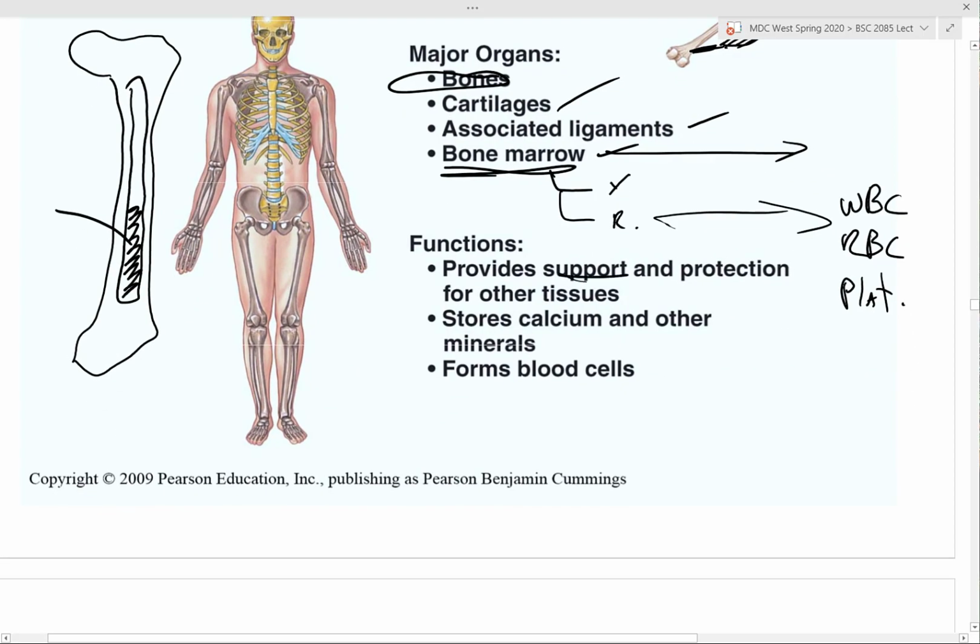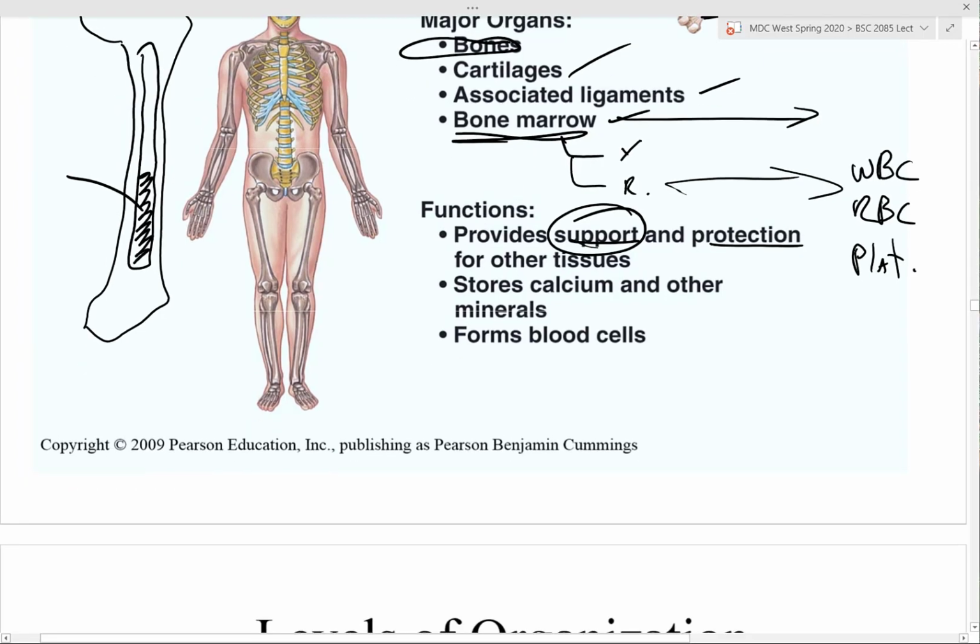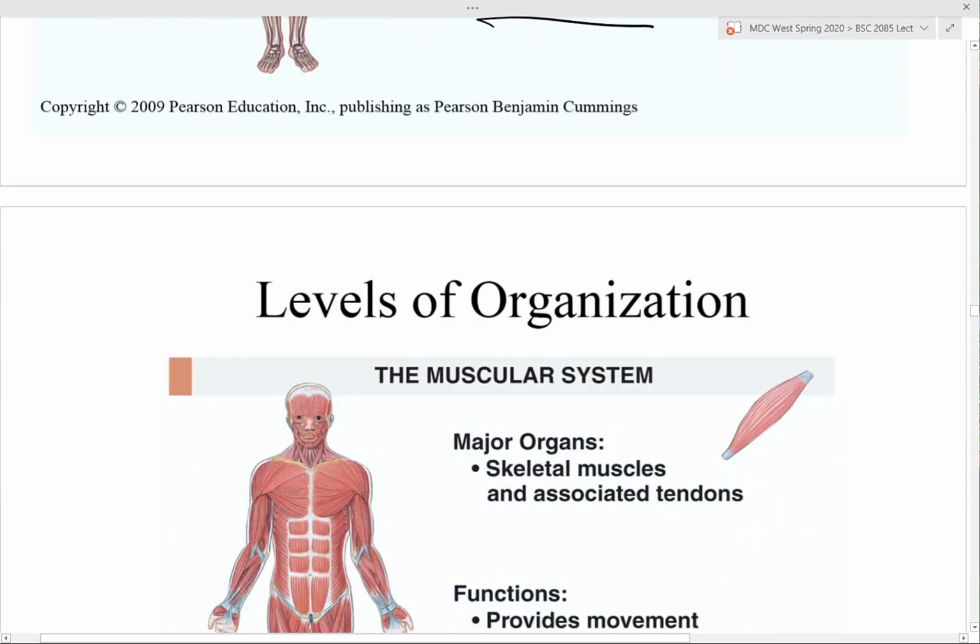So provide support and protection. Why support? If you give oxygen and CO2 to your body, I mean, that's supporting, right? If you have white blood cells that fight infections or platelets that prevents from bleeding out, it kind of gives you sort of both support and protection, right? Store calcium, we talked about the calcium, right? And the storage of it. And the forms of blood cells, well, we talked about that, okay? Actually, there's 3 cell lines.